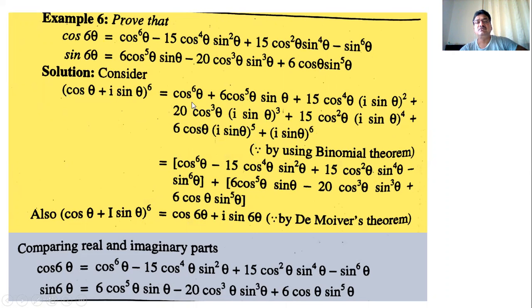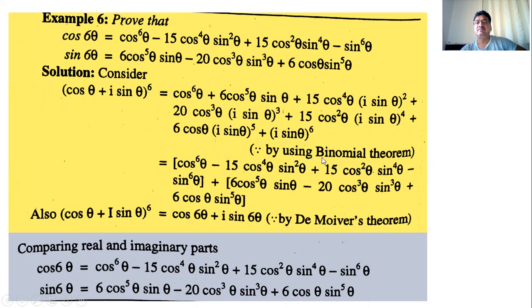Okay. So we have a total of 7 terms. This is the first term, second term, third term, 4, 5, 6, and 7. So this is the expansion of x plus y raised to 6 by using the binomial theorem. Okay. So we have the answer, cos raised to 6 theta.